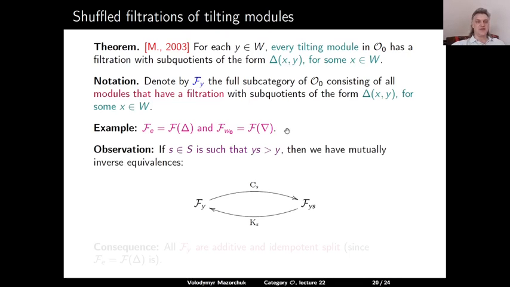And more or less from the definitions, it is easy to see that if S is a simple reflection such that Ys is greater than Y, then we have mutually inverse equivalences of categories. So Fy is equivalent to Fys, where the equivalence is given by applying Cs from Fy to Fys and applying Ks back. A consequence of this is that all categories Fy are additive and idempotent split, since Fe is such a category.